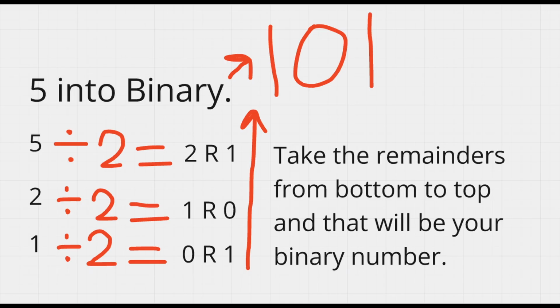For example, converting the number 5 into a binary number. First divide 5 by 2, which equals 2 remainder 1. Take the quotient, which is 2, and use it as your dividend. Divide 2 by 2, which equals 1 and 0 remainder. Use the quotient as your dividend again and divide by 2. So 1 divided by 2, and that equals 0 remainder 1. Now that the quotient equals 0, take the remainders from bottom to top, and that will be your binary number.